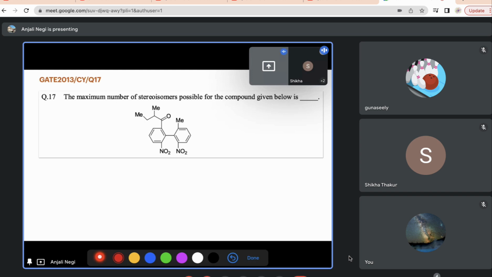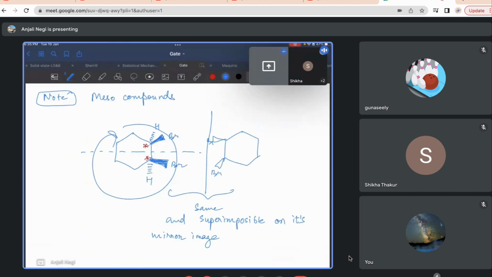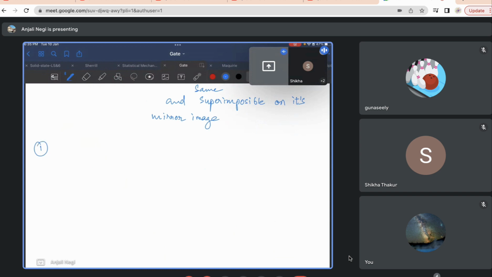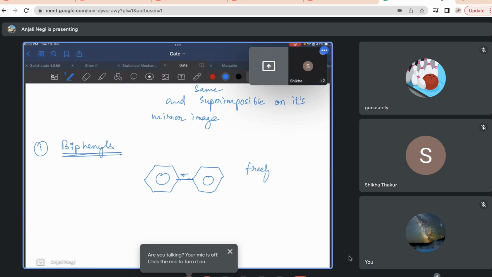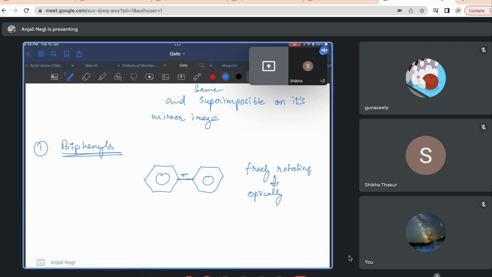So for this particular molecule, there is another concept which is very important before we solve the problem, the stereochemistry of biphenyls. When I am talking about biphenyls, if I just draw one here, there is a sigma bond, and these two planar rings are freely rotating when there is no restriction present. When they are freely rotating, they are optically not active, or they don't have any stereoisomers, correct?